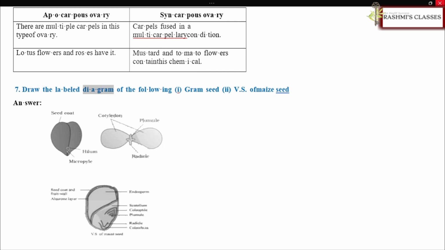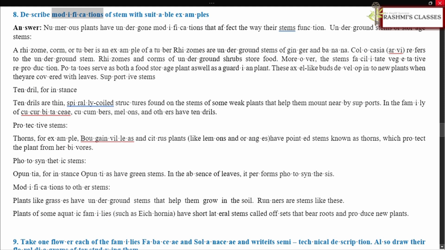Draw the labeled diagram of the following: 1. Gram seed, 2. Maize seed. Answer: Describe modifications of stem with suitable examples. Answer: Numerous plants have undergone modifications that affect the way their stems function.